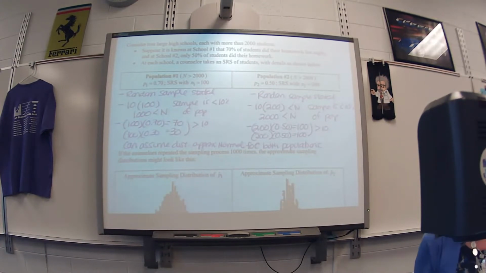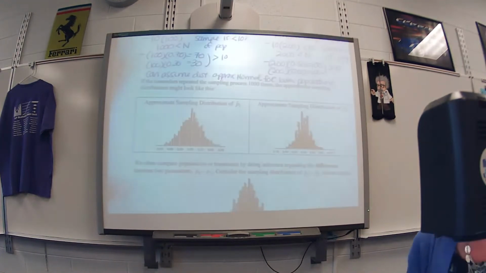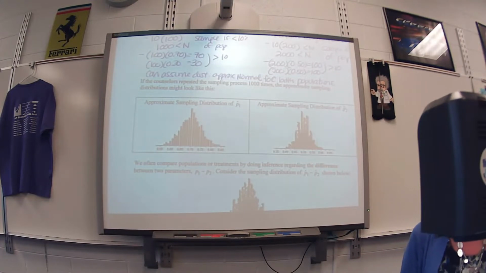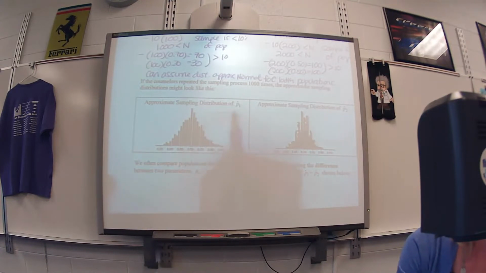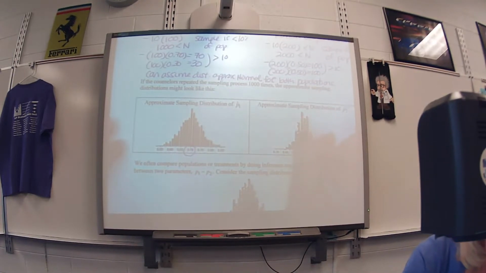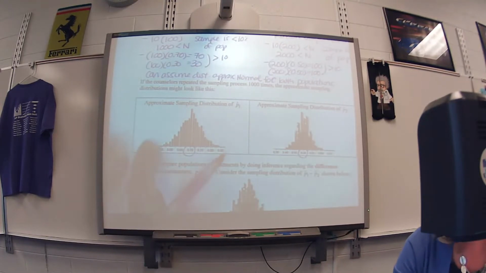I know. Now, back in, what was that? Was that chapter 7? We did sampling distributions, I think, where we learned that if we took samples repeatedly, it would create this approximate sampling distribution. And this says if the counselors repeated this 1,000 times, the approximate sampling distributions might look like the following. All right, so this one for the first population, you can see it's centered at 70%. Not surprised, okay? The other one is centered at 50, not surprising. You can see those approximately normal distributions.